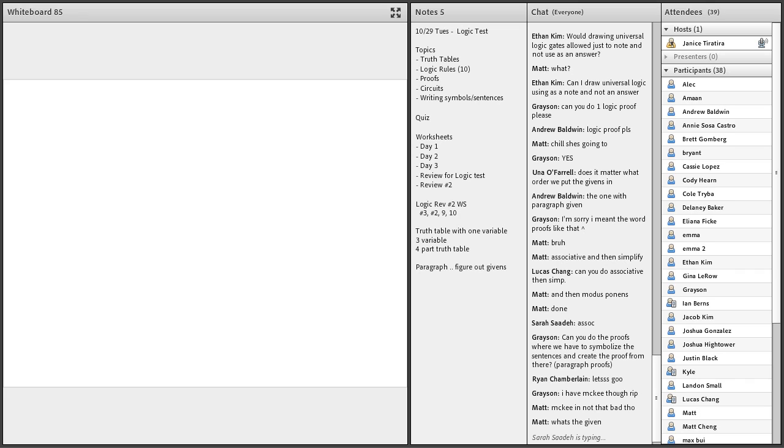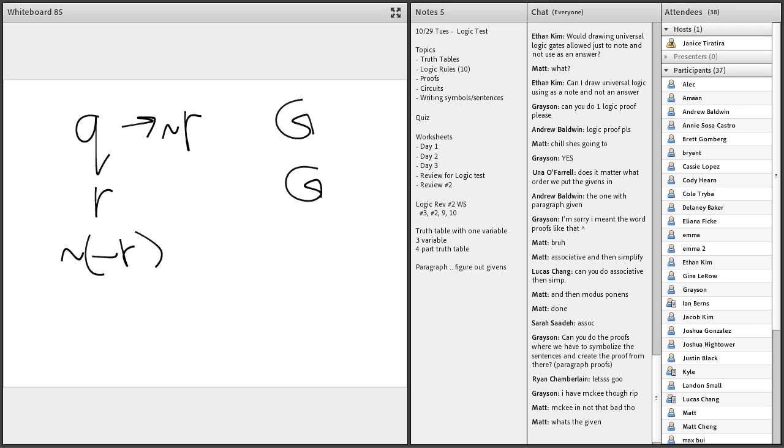Okay. Another quick one, and then I'll do a longer one. If I have Q implies R, oh no, sorry, not R given, and I have R given. I said it wrong. Just R. Then what is this step called? Right here. So you're typing.